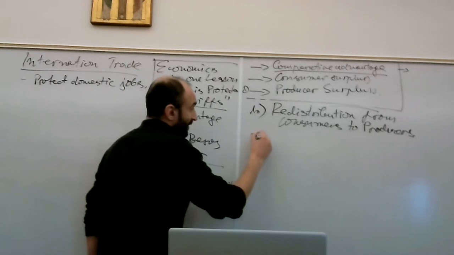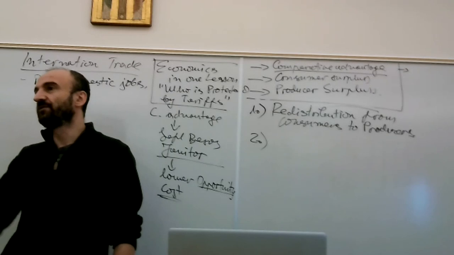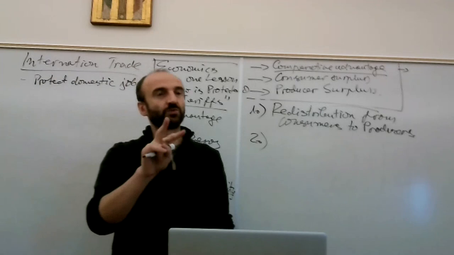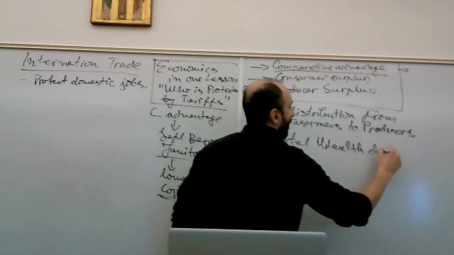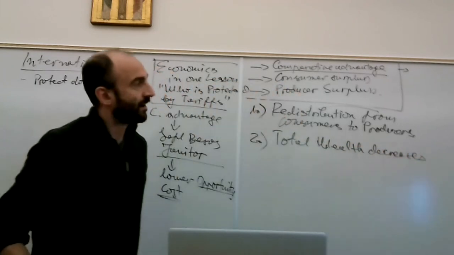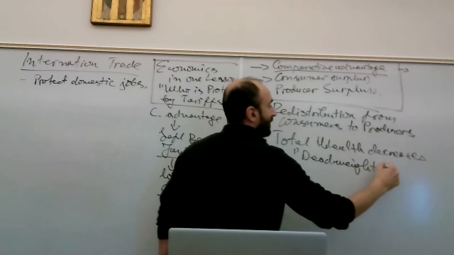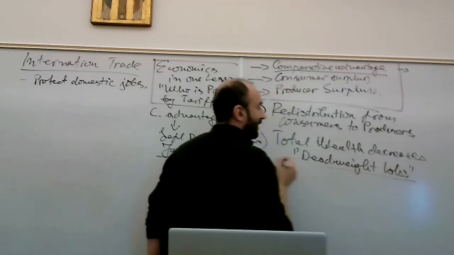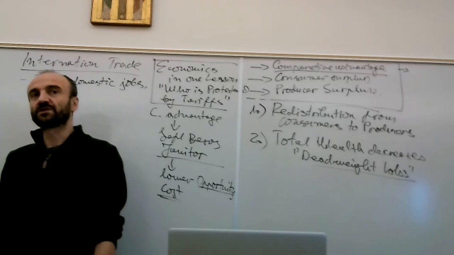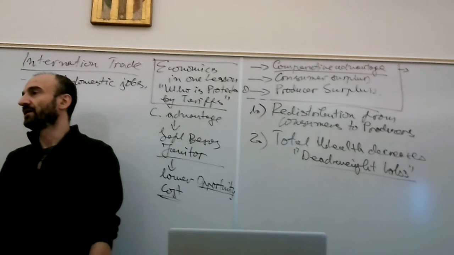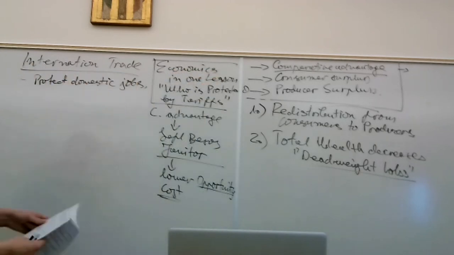But there is a second order effect here. In the process, the total amount of wealth in society decreases. Not only is the wealth redistributed from consumers to producers, but the total wealth decreases. This is called deadweight loss. So in the process of protectionist redistribution of wealth from consumers to producers, something is lost for everybody. The total economic pie is shrinking. I'll show you graphically now.